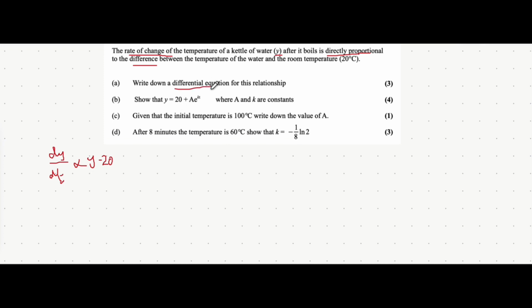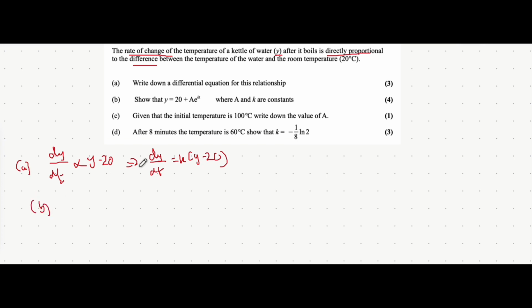We've almost reached a differential equation, but for a proportional relationship like this, you can always replace the proportional sign with an equals and a constant. So from here, you can say dy by dt equals a constant multiplied by y minus 20, and that will be the differential equation for part A of this question.